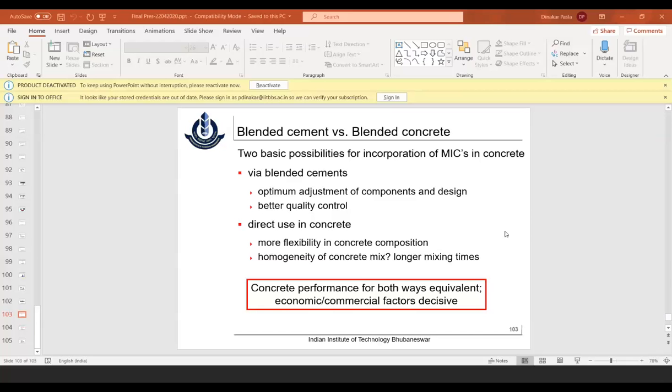And another important question was related to curing time. What is the recommended curing time for concrete?